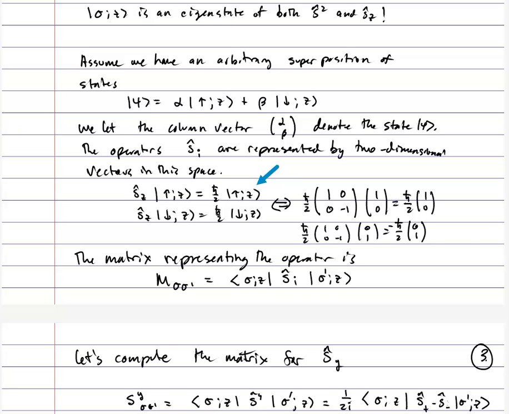When I multiply that by the up bra, up with up, that overlap is equal to 1. So I get h bar over 2 in the first element, and then when I multiply it with the down state, because up is orthogonal to down, I'll get a 0. And you see that tells me that the first row is h bar over 2 times (1, 0). And you can similarly work it out for the next row.